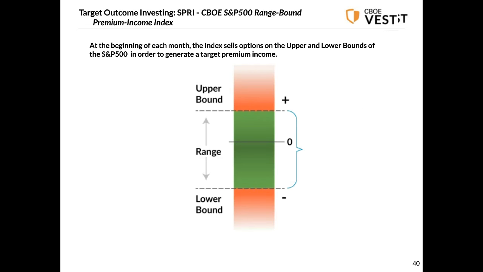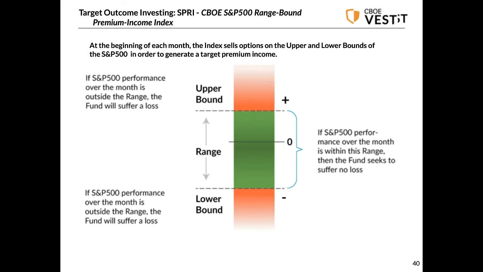This is the way the strategy looks in terms of the charts we've been showing. So there's a range in which the fund would seek to suffer no loss, or the index. If you go outside of that range, you would be open to experiencing losses because you would be selling options and be exposed to the performance of the S&P outside that range.